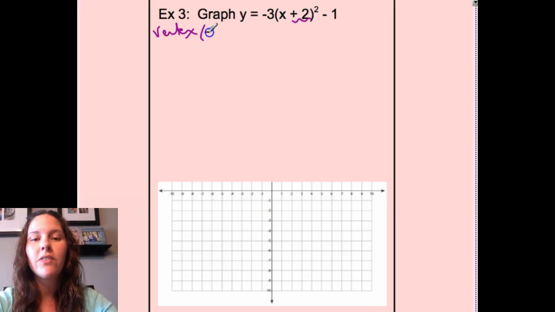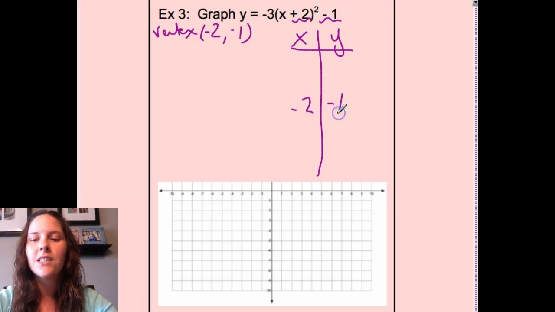Our final graph, identifying the vertex, we take that x coordinate out of the parentheses, and it becomes opposite. So this time we have negative 2 for the x coordinate of our vertex. The negative 1 on the outside stays normal, so it stays a negative 1. Creating our t-chart around the vertex, putting that (negative 2, negative 1) in the center, 2 x values smaller, and 2 x values larger than the x coordinate of the vertex.